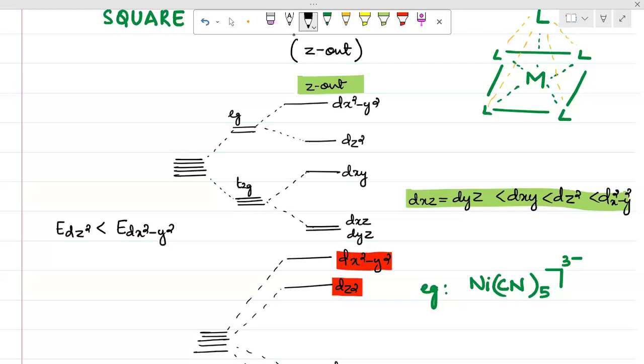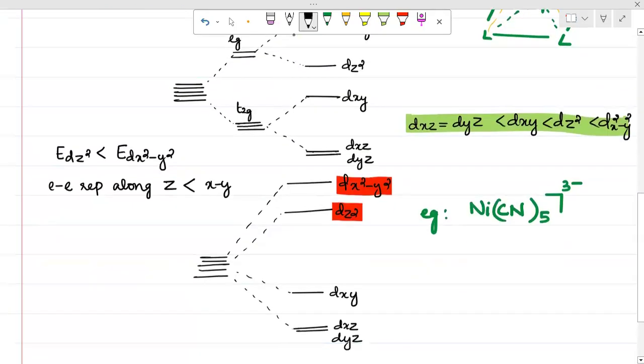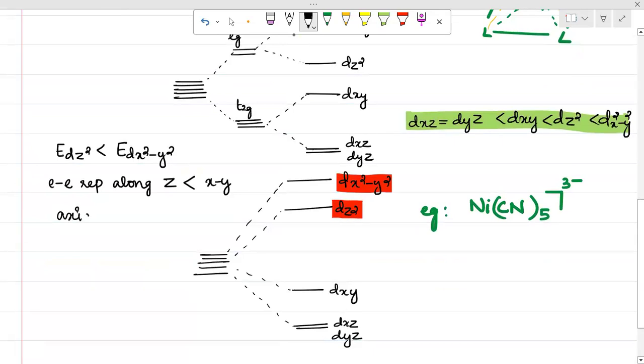That means the repulsions of the metal ligand electrons are lesser along the z-axis than the xy axis, correct? That's why the energy drops. So if the electron-electron repulsions along the z-axis is lower, which means electron-electron repulsions along the z-axis is less than that of the xy plane, it means axial bonds would be longer. Axial bonds are longer than the equatorial bonds.